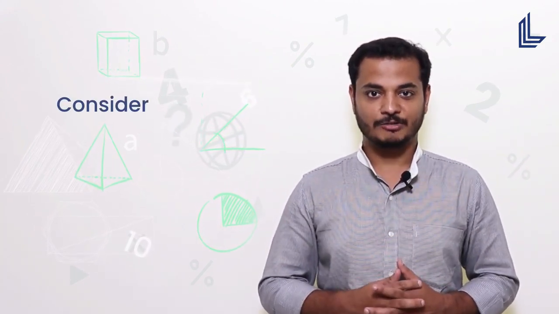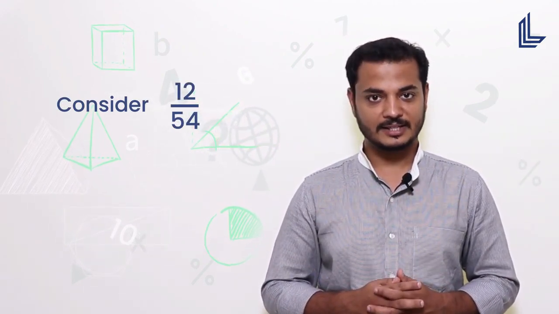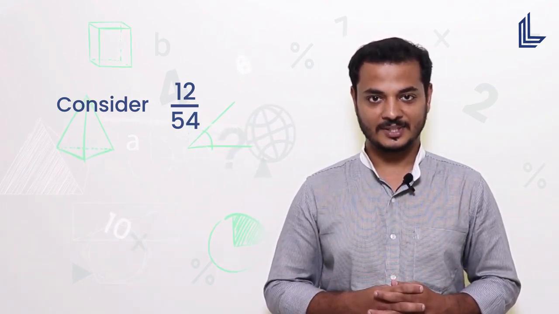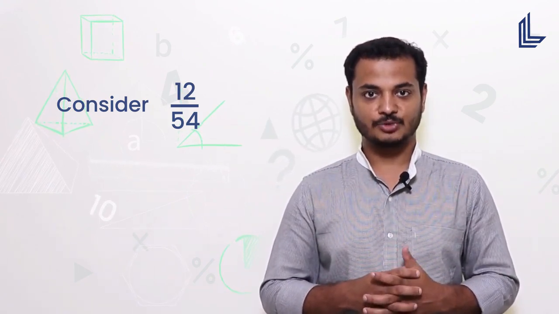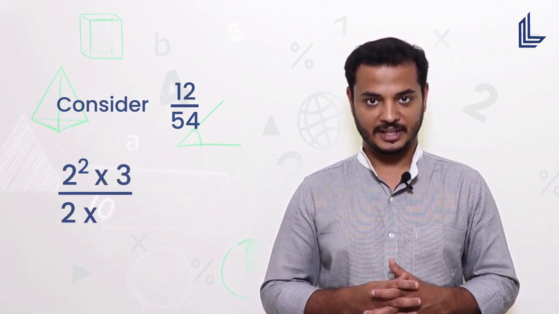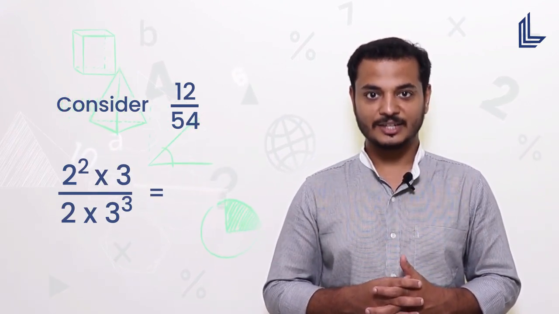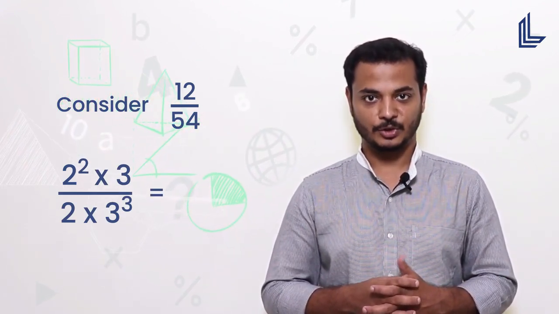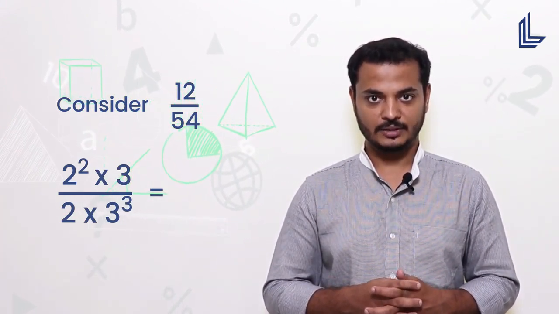Consider the number 12 by 54. Do you think this will result in a terminating decimal? Let's see. 12 by 54, I can reduce this further by prime factorizing the numerator and denominator. When I do that, I can express 12 by 54 as 2 square times 3 by 2 times 3 cube. Now cancelling off the common factors in both numerator and denominator, I get the result as 2 by 3 square, which is 2 by 9.